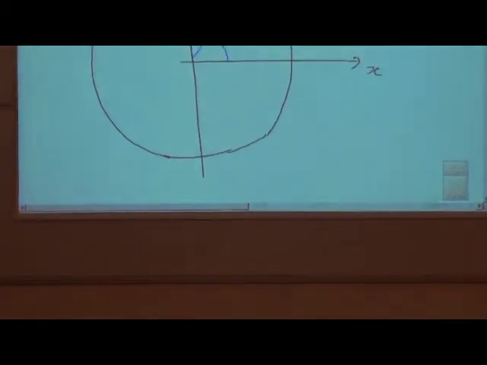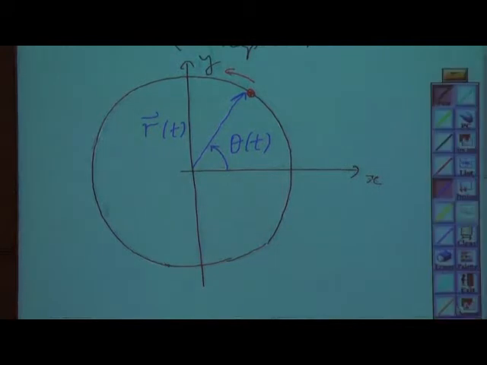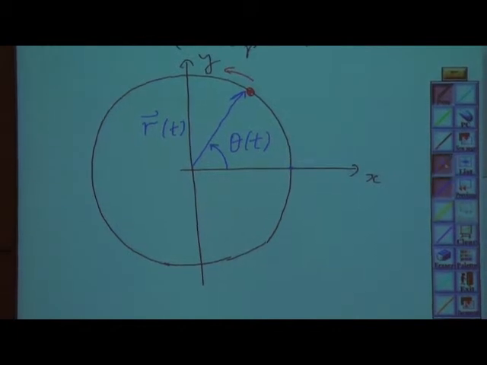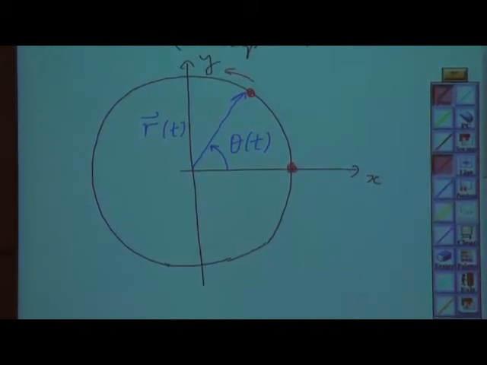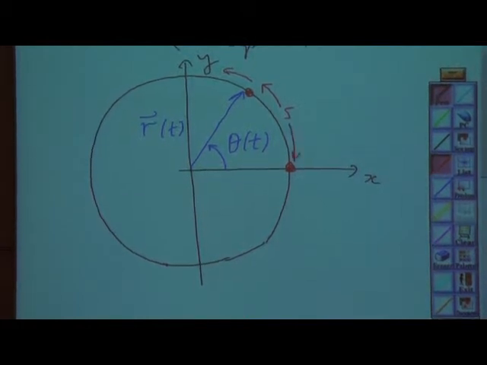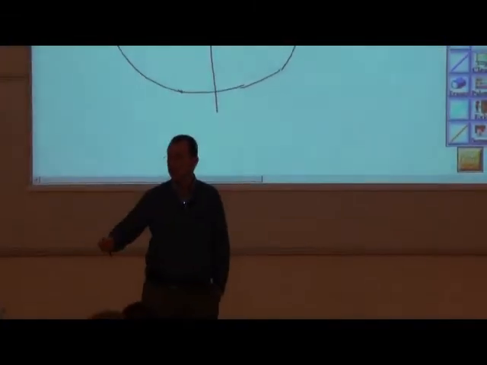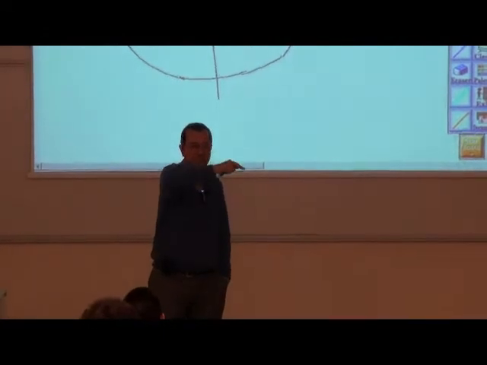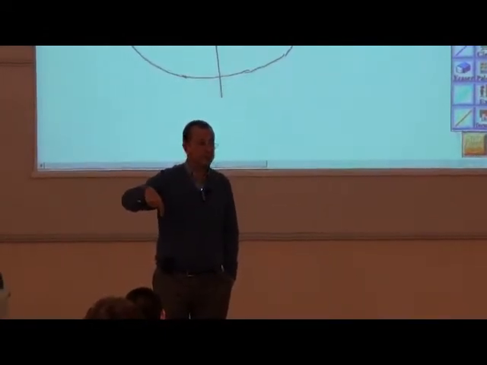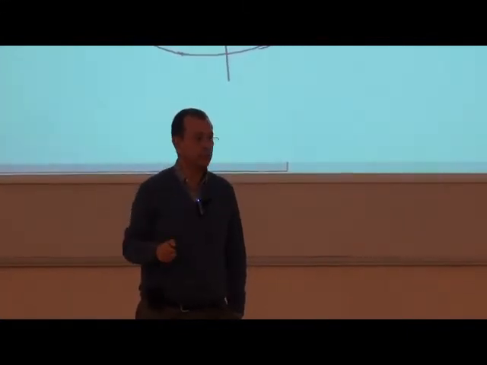Now, the object is moving along this circle. If it started here, it has already moved a certain distance that I'll call S. Okay? The object is stuck on the circle, it's moving along the circle. So the distance is just the length of arc along the circle, length of arc. Okay?